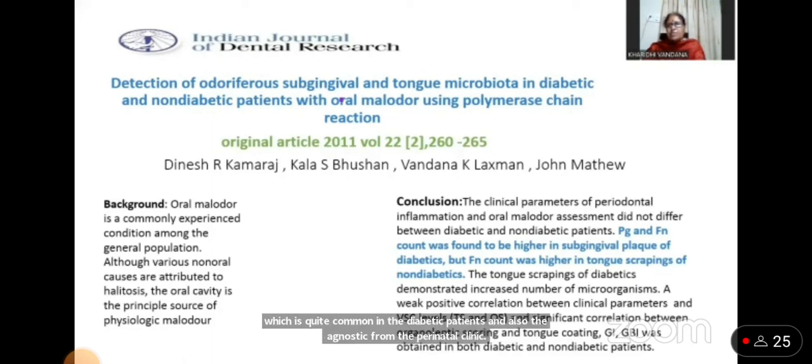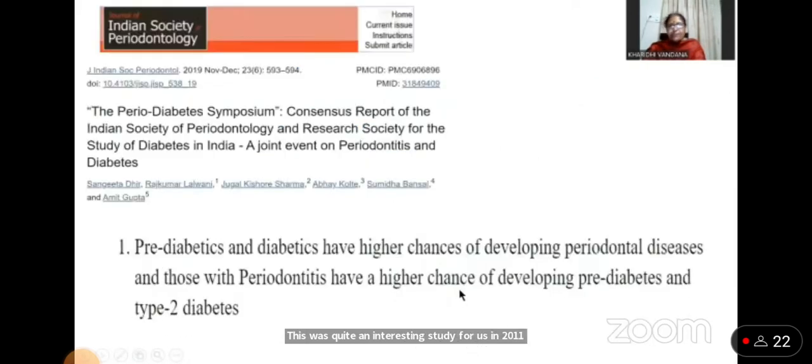And sometimes some over-responsive patients can also say their breath is not all right. So in this study, we were able to show Porphyromonas gingivalis and Fusobacterium nucleatum counts were found to be higher in the subgingival plaque of the diabetics, whereas the FN count was more in the tongue scrapings of the non-diabetics. This was quite an interesting study for us in 2011, published in the Indian Journal of Dental Research, a PubMed journal.